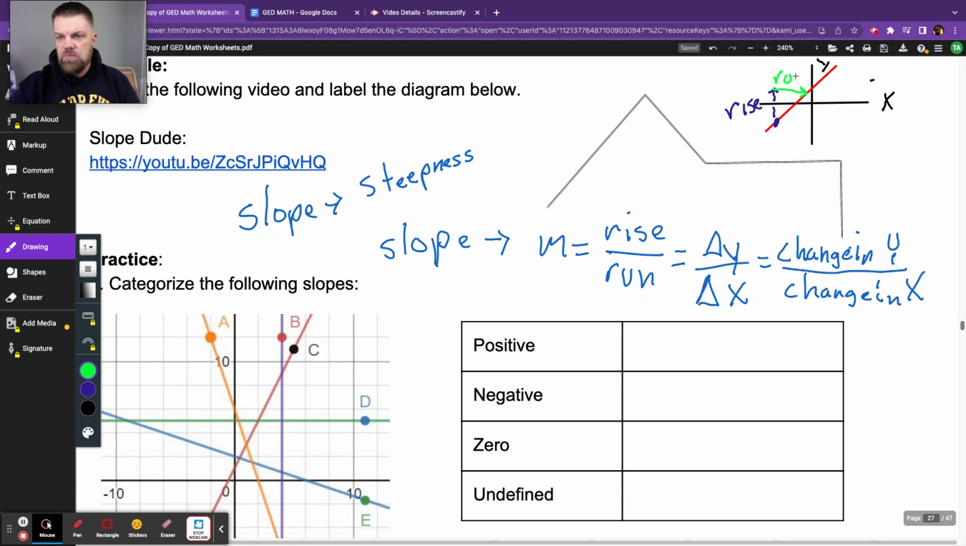So we call this the run. But basically, we're doing the change in y, how much we're going up or down, right? And how much we're going in the x direction. So the rise is the change in y, and the run is the change in x. So a positive slope will have a positive rise and a positive run, and it goes uphill.